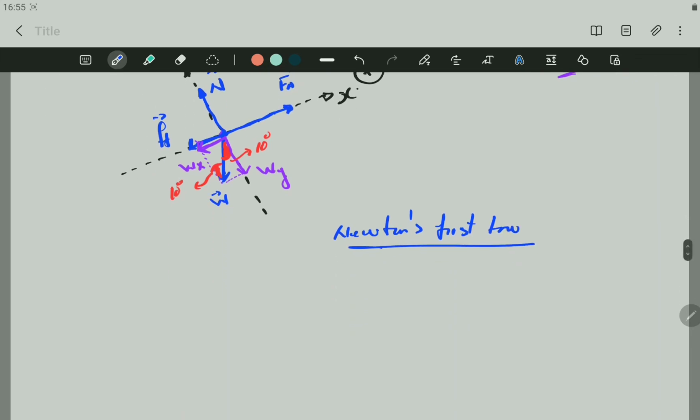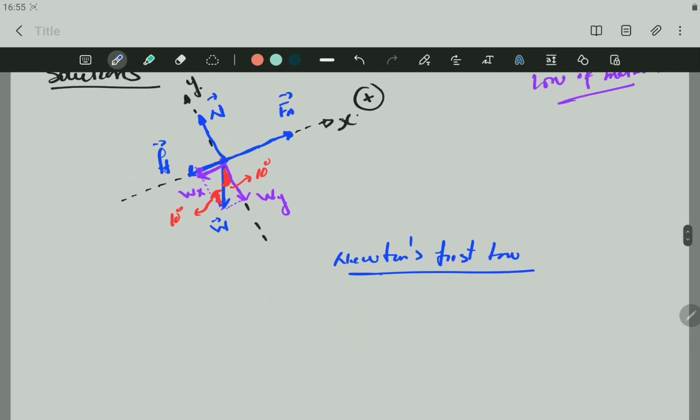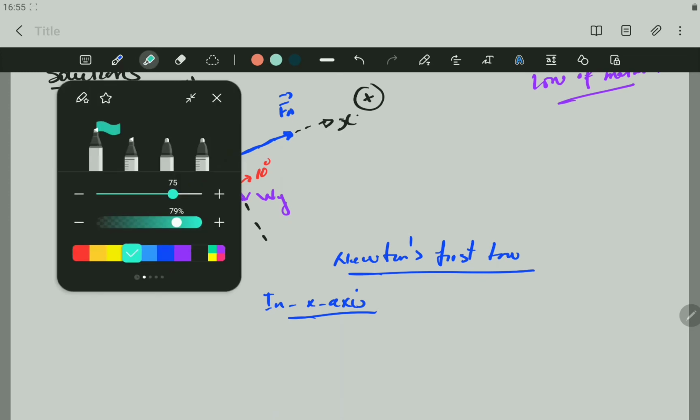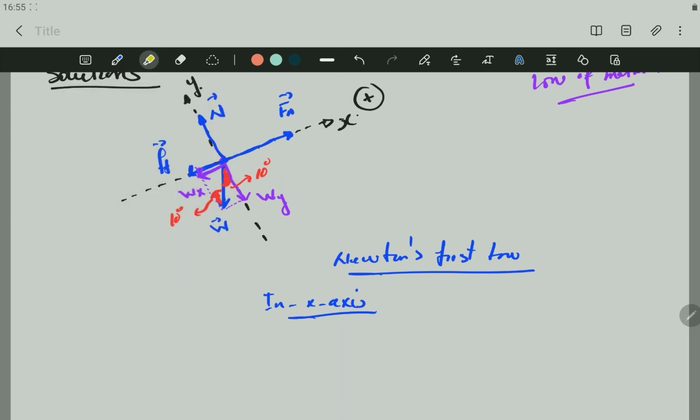Newton's first law. All right, we are going to use it in the x-axis. Why in the x-axis? Because the applied force is in the x-axis. So we are going to be working with the x-axis, and here are the forces acting in the x-axis.